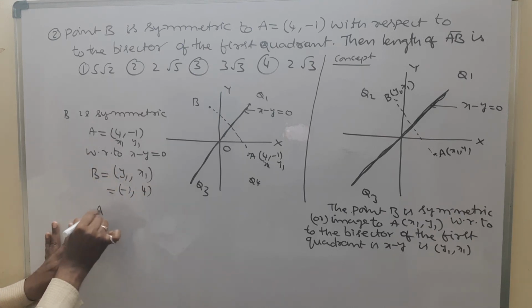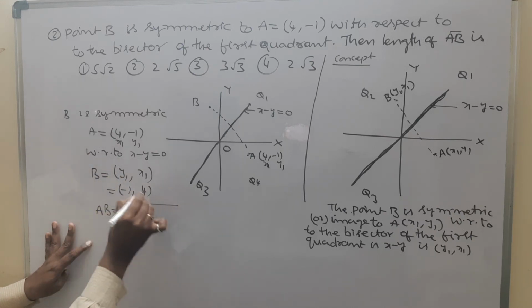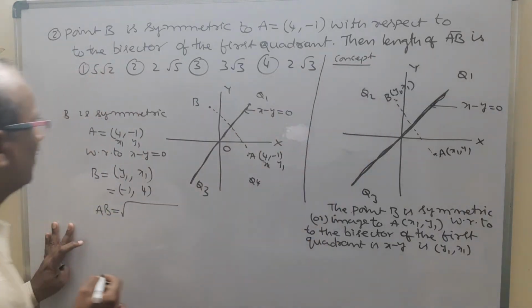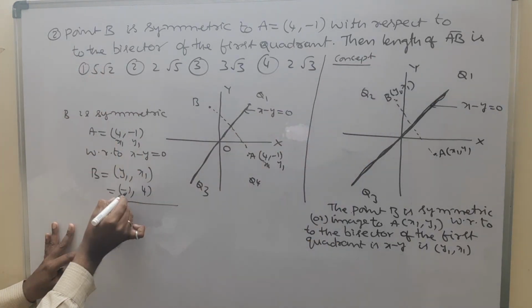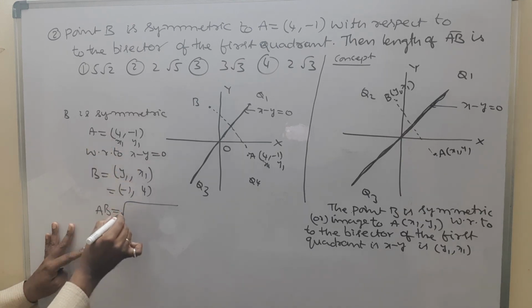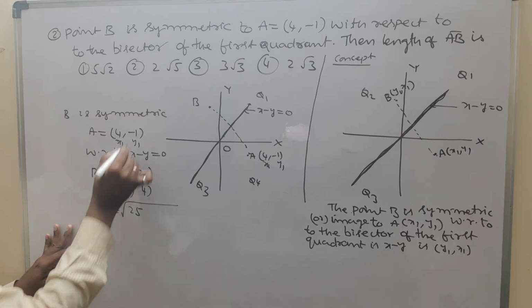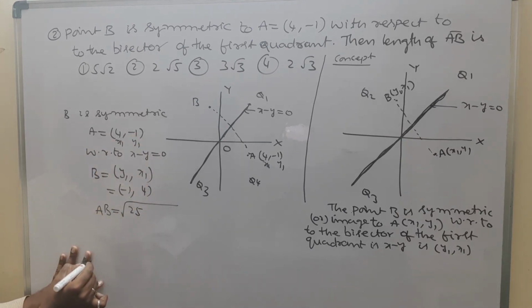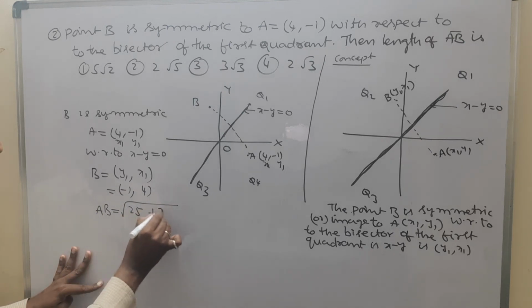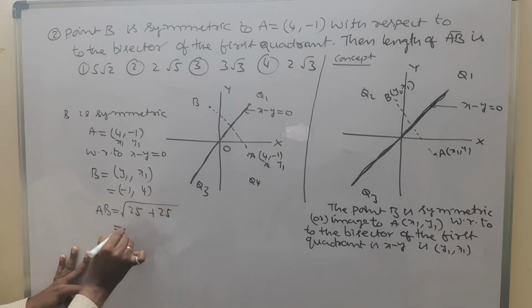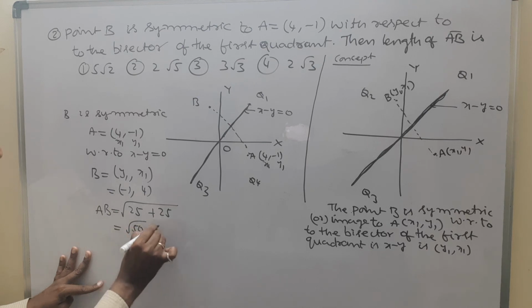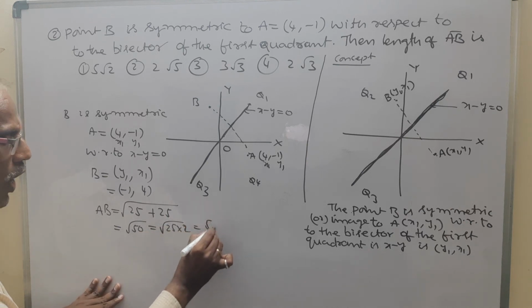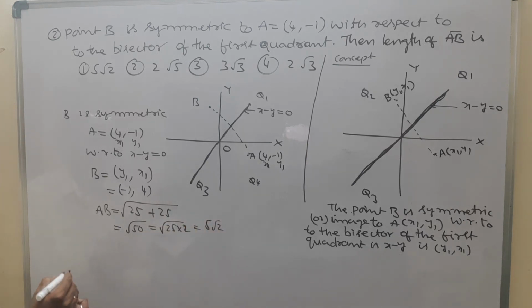To find AB distance, in this question, to find length of AB. 4 minus of minus 1, plus 1, 4 plus 1, 5. 5 square, 25. Minus 1 minus 4, minus 5 whole square, 25. 25 plus 25, root 50. Root 50 equal to root of 25 into 2. Square root of 25 is 5. 5 root 2 is the answer. Here the first option is correct.